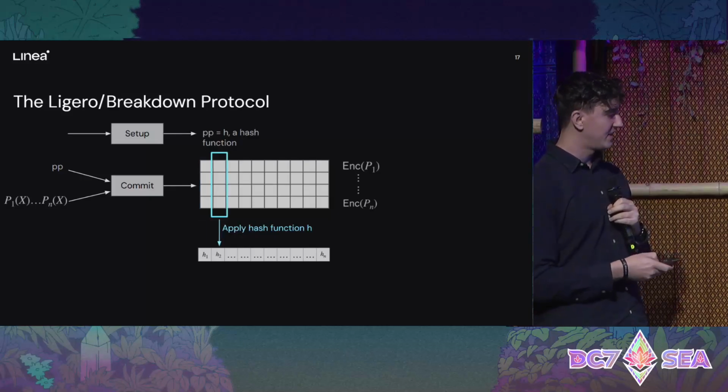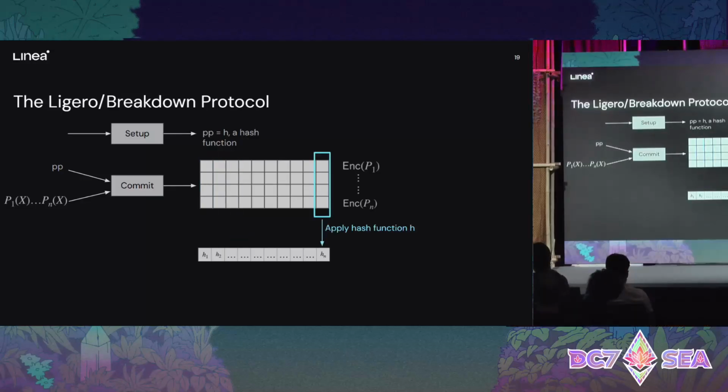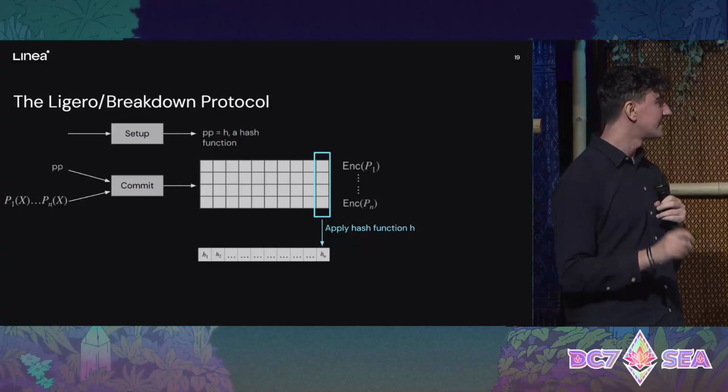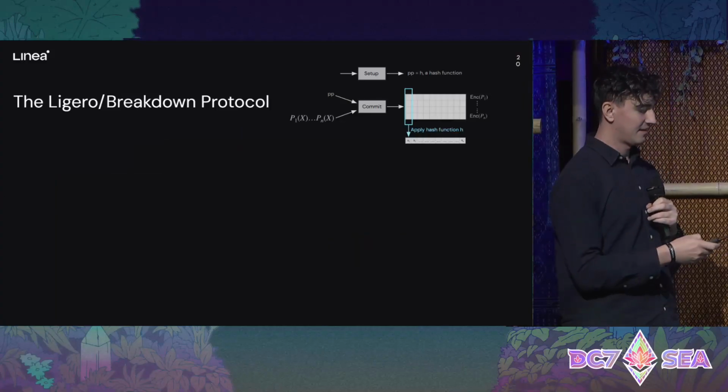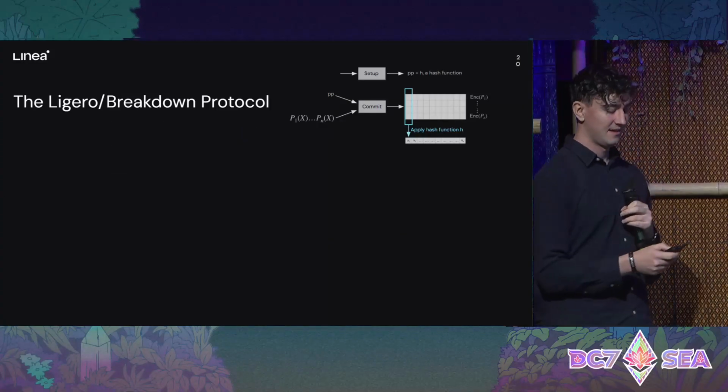Then you apply the hash function on the second column to get h2, and so on. And this is going to be your commitment. Your commitment is these hashes of the columns, of the encodings of your polynomials. So that's how you commit. And I put this here in case you forget it.